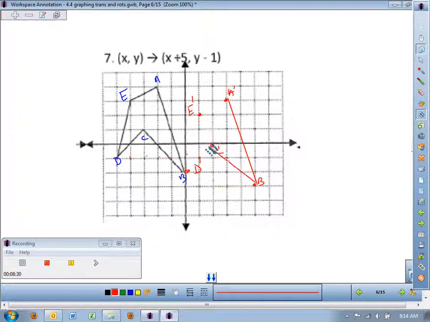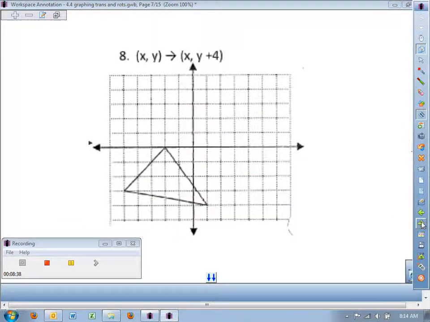Connect them together. Be careful that you connect them in the right order. That's why I labeled them. It's so much easier to do that then. And there you go. One more for you.